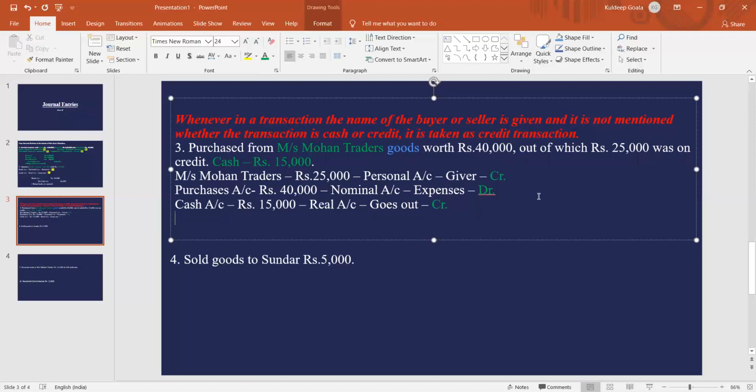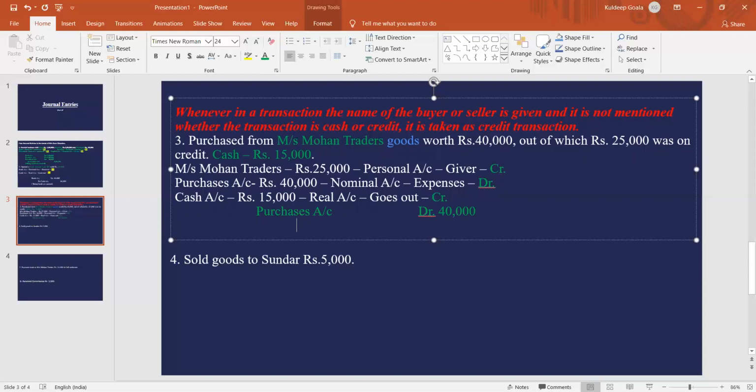Now how are you going to post a journal entry on that? Very simple. Write down the debit first. What is the debit? Purchases account debit. What is the purchases account amount? 40,000. Then the credit one. What is in the credit? We will start with the second, right? So before that, let's see what the credit is. It is Messrs. Mohan Traders.